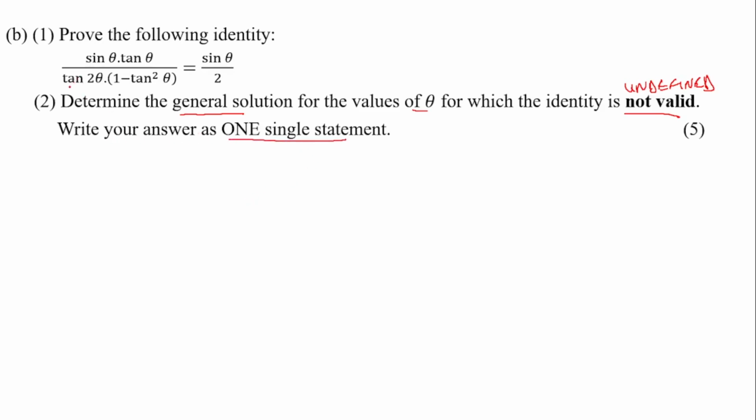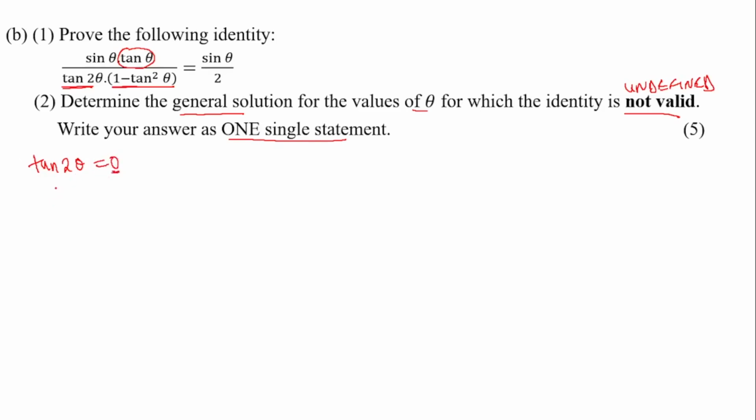So our identity is going to be undefined if tan 2 theta is equal to 0, or when 1 minus tan squared theta is equal to 0. And then the other thing you have to remember, when there's tan theta, the identity is going to be undefined at the asymptotes. So we have to consider these three.